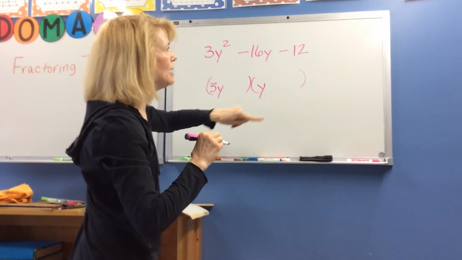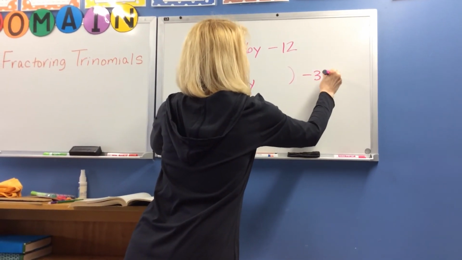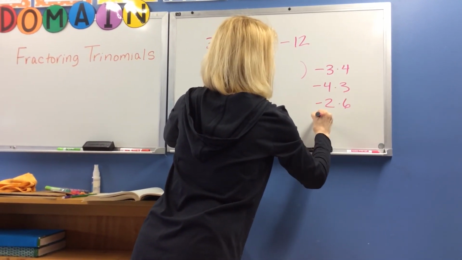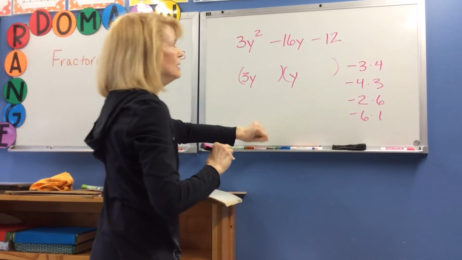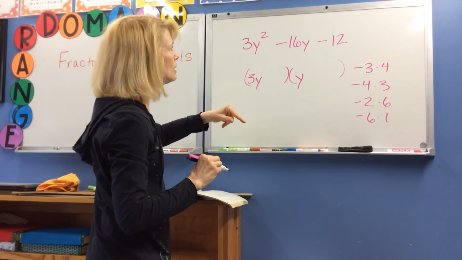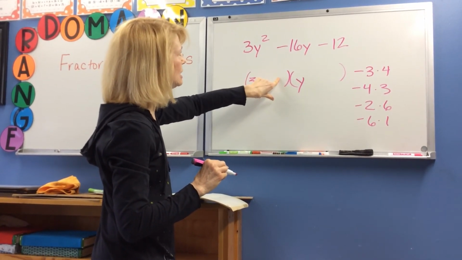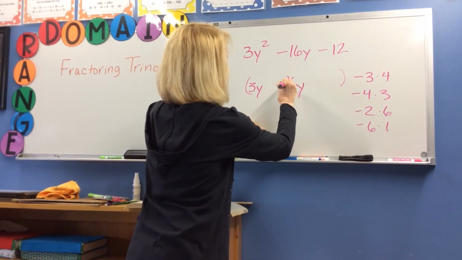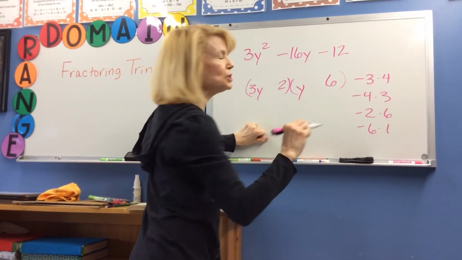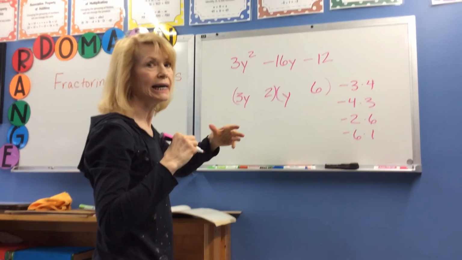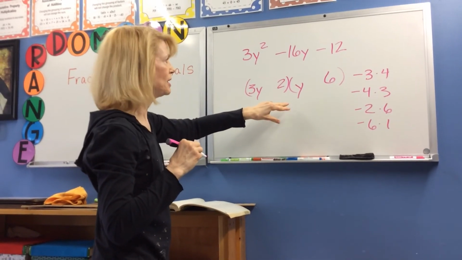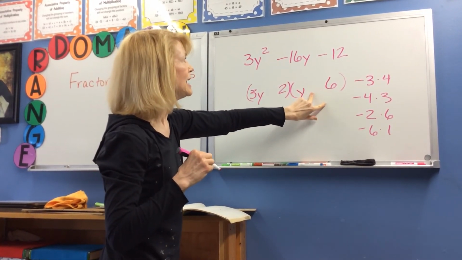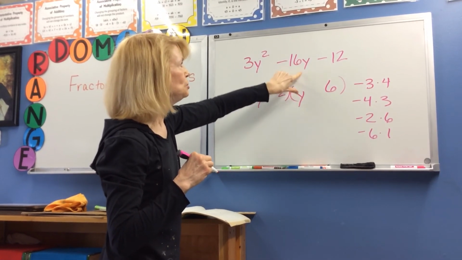And it's negative, so I'm going to have negative 3 times 4, negative 4 times 3, negative 2 times 6, negative 6 times 1, negative 12 times 1, 1 times negative 12. But I think if I'm going to 16, let's try 2 and 6. And once you get used to doing these, you'll be able to do a lot of it in your head. But right now, you're just going to have to try things. But I was just looking at this and I thought, hey, 3 times 6 is 18. 18 minus 2 is 16.